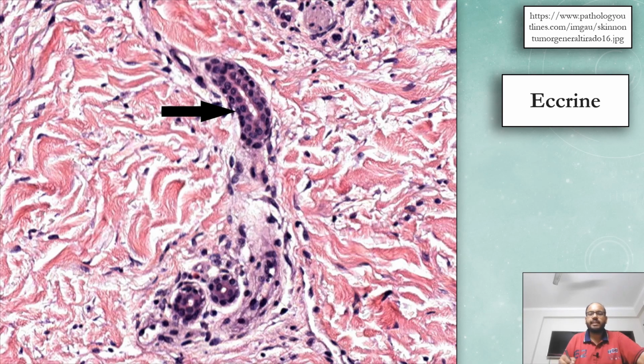Now this is an eccrine duct. So this part is an eccrine gland, while this is the ductal part of the eccrine gland.